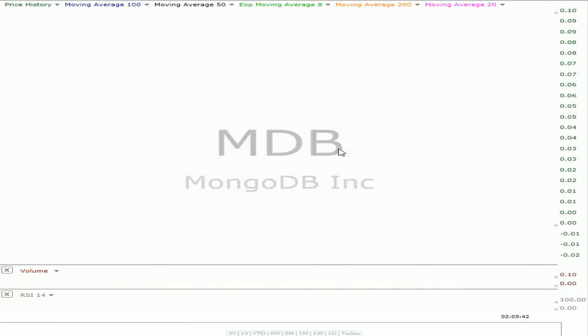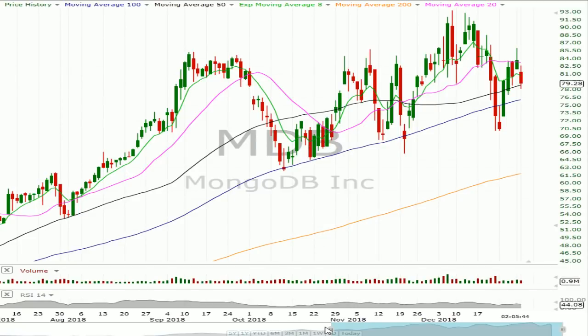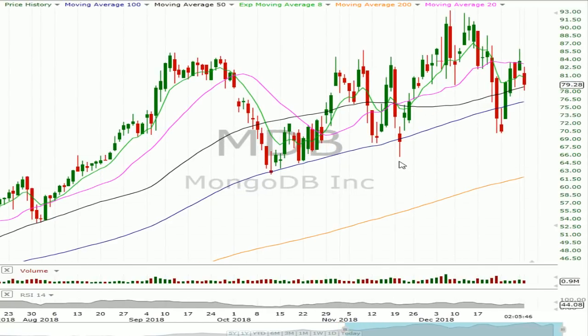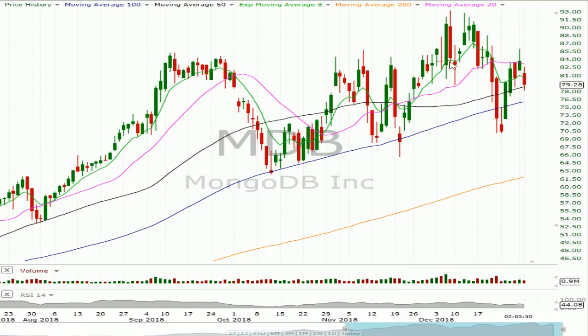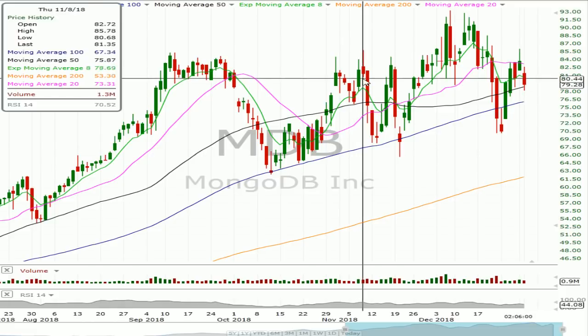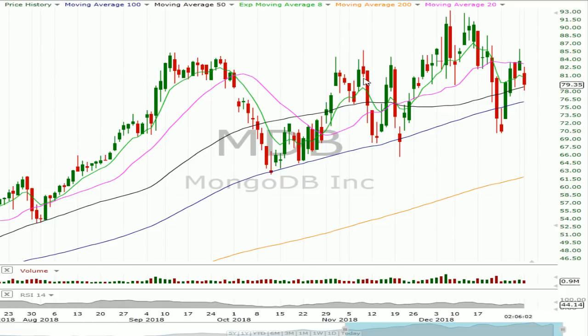So let's just go into the chart. You can see, look at MongoDB, right? Didn't come down to the November low. Basically it's held above most of its major moving averages, right? Only now underneath the 8 and the 20-day, but it's above the 50, above the 100, and above the 200, and just a really fantastic looking relative strong stock.